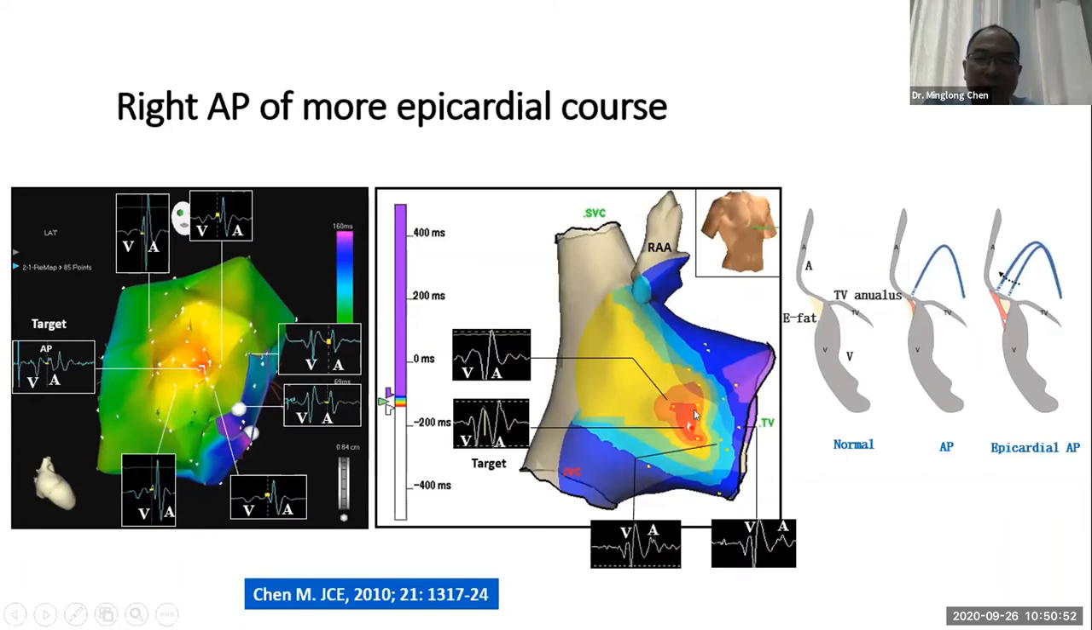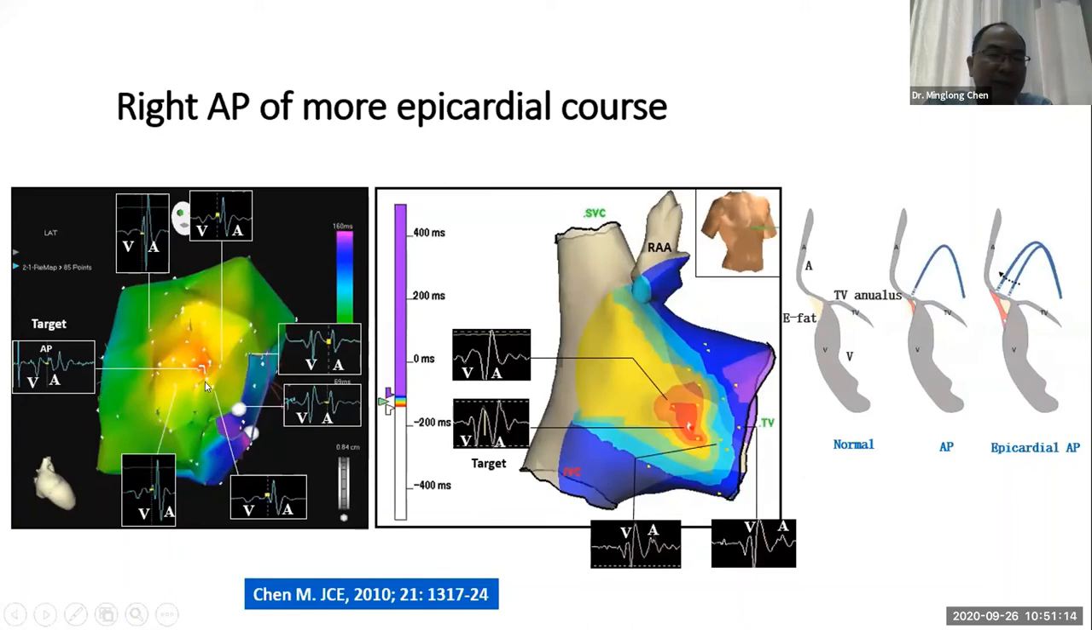So you can see the target area, the big A, but also this is far field V. But this is the annulus region. You can see there's a conduction delay from the insertion point to the annulus, because some of the cases failed at least one previous ablation.